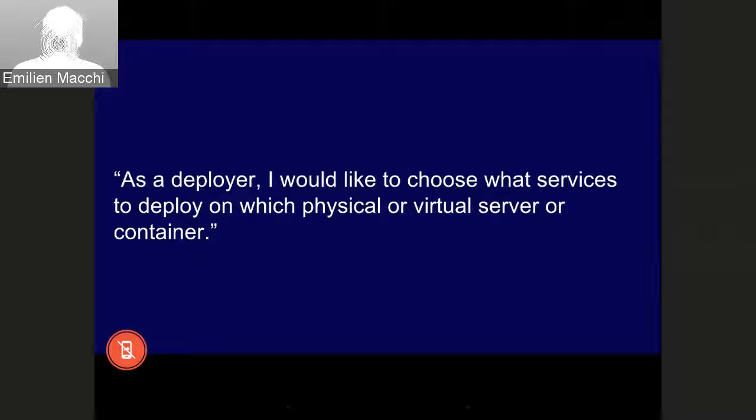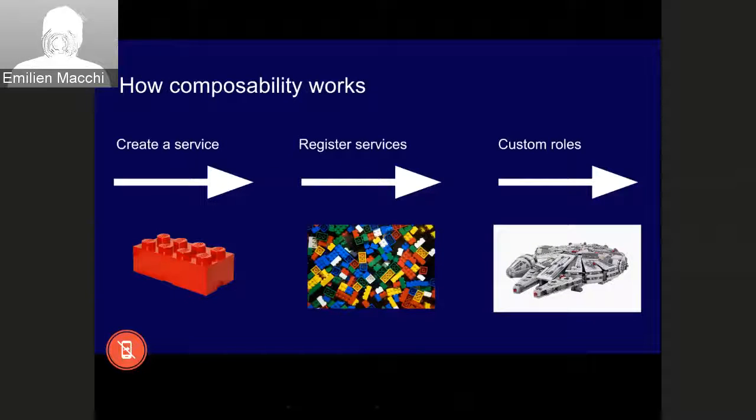So this section is about to explain how it works. So how does the composability work? Basically, you want to create a service. So that's what we did just before with the Puppet TripleO profile. So we already covered it, but we are going to explain how it works on the Heat side. You also want to register the service and all the services that you will have in your deployment. And at the end, you want to create the custom roles before running the deployments. Okay, so let's see how it works piece by piece.